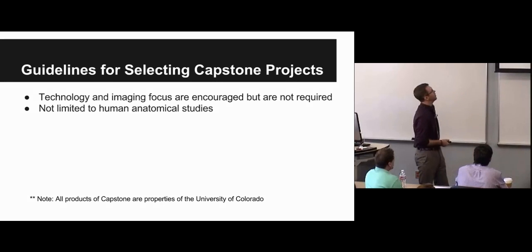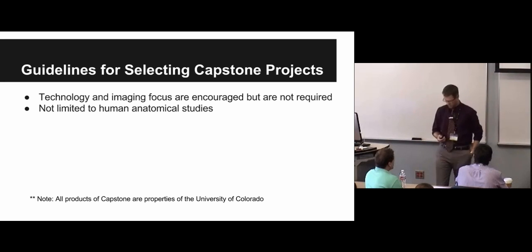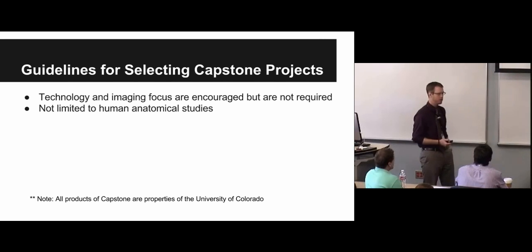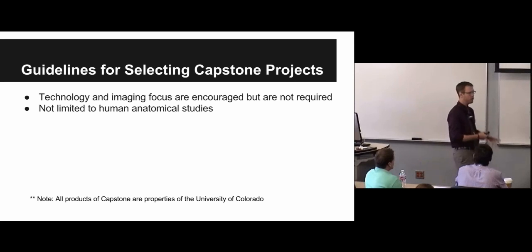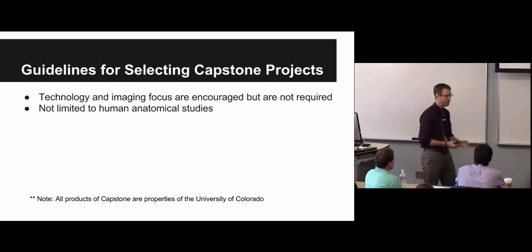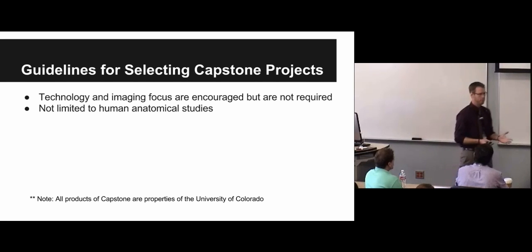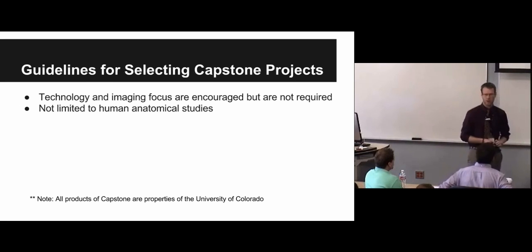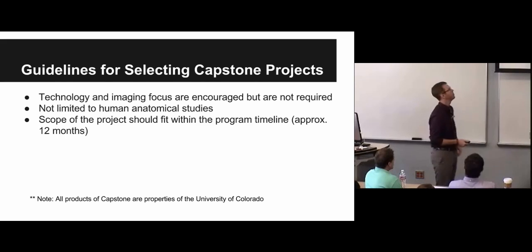Okay. And of course, it should incorporate anatomy, but does it have to incorporate human anatomy? And the answer is no. You could maybe do some kind of equine, bovine model, mouse model. Some projects have included, you know, mice models, okay? And that's definitely okay. You don't have to stick to the human.